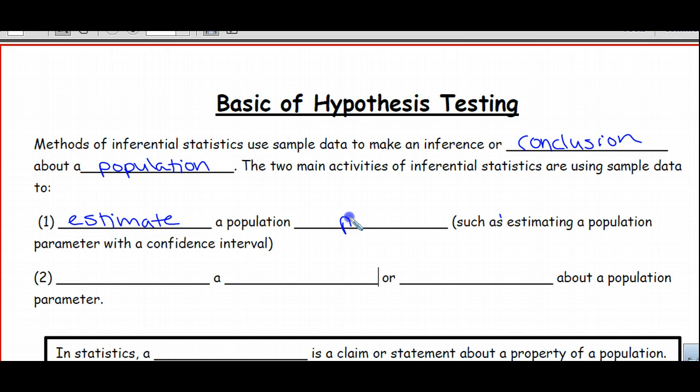a population parameter. Remember, when we say parameter, we mean things like mean or standard deviation or proportion, such as estimating a population parameter with a confidence interval. So that was the first way that we did it. Now we're going to be talking about how we test a claim or hypotheses, or a hypothesis, let's say, about a population parameter.